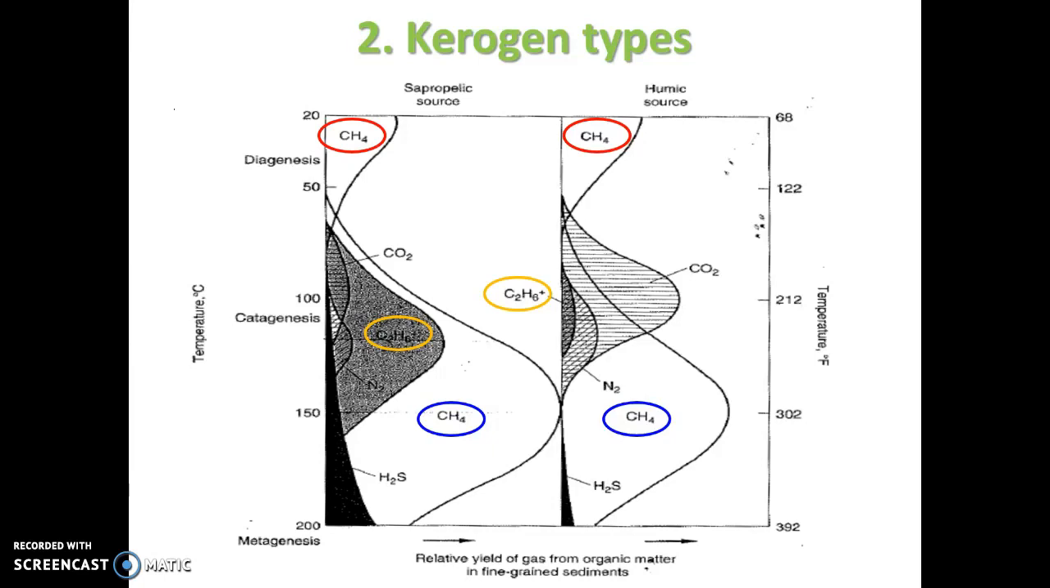Most of the wet thermogenic gas here is formed mainly in the upper part of the temperature range between 80 to 150 degrees centigrade. This is called the wet gas window that still occurs in the oil window, which means you can see here the peak for both sources is at 120 degrees centigrade.